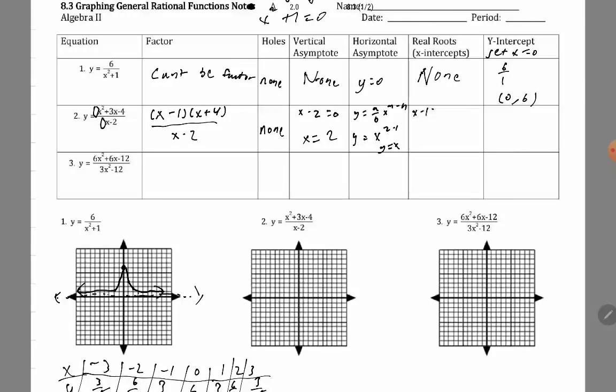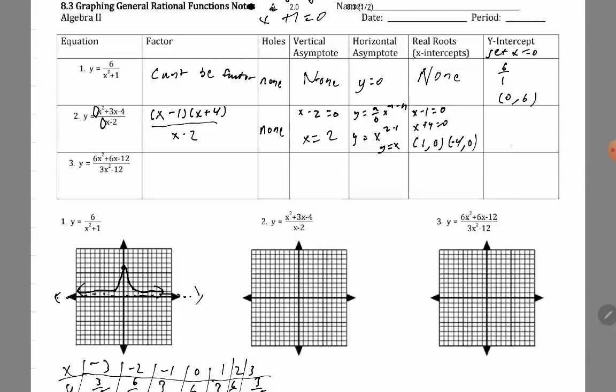And then our real roots, you set the numerator equal to 0. So we have x minus 1 equals 0 and x plus 4 equals 0. So we have x equals 1, x equals negative 4. So that would be 1, 0, and negative 4, 0. Oh, sorry, this is a plus 4, so that's a negative 4.